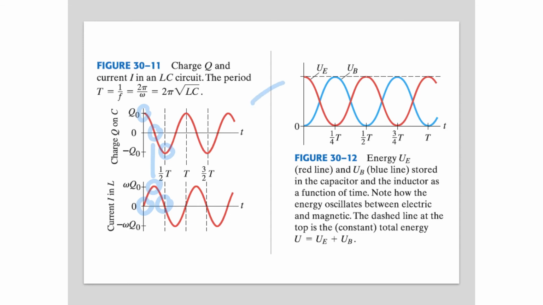So this is basically the exchange of energy between the energy of the electric field and the energy of the magnetic field. When the energy of the electric field is maximum, the energy of the magnetic field is going to be minimum, which is 0. So it's going to oscillate back and forth, because there will be no loss of energy.